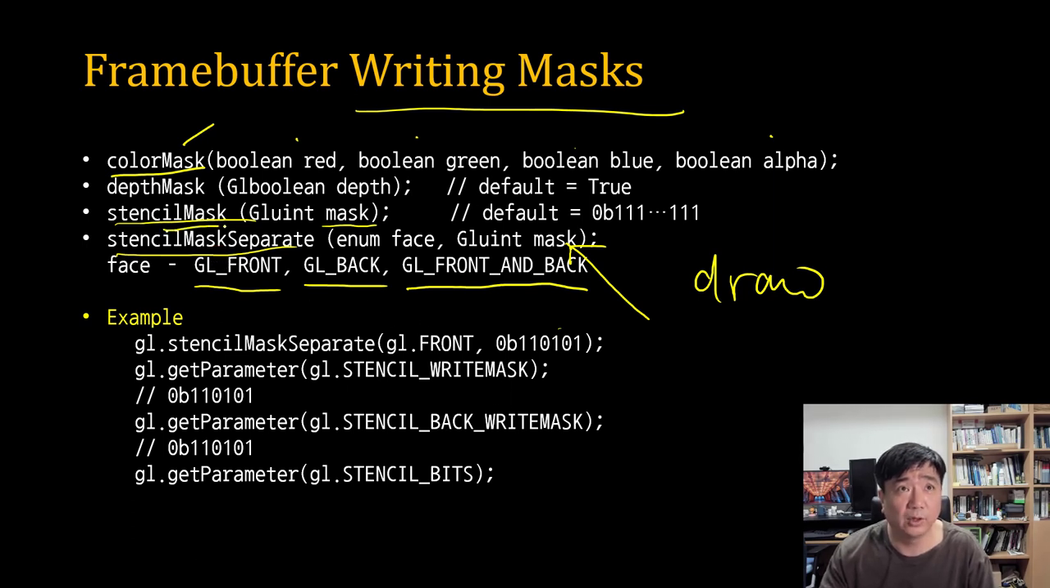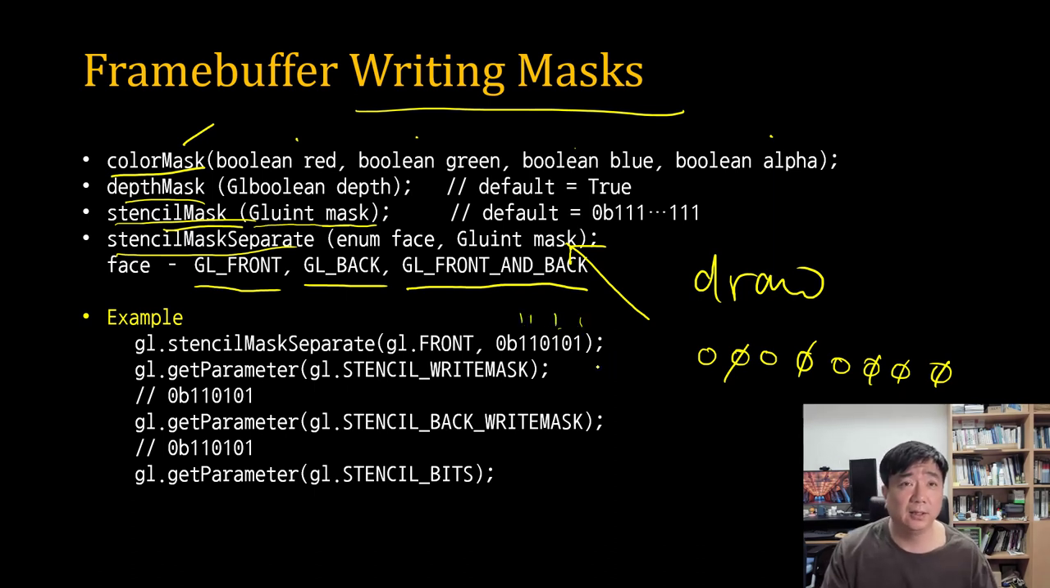So it is very useful. In the case of the depth mask and color mask, we can just turn them on and off, but in stencil, we can set the bits. For example, if we have 8 bits of stencil, we can turn on this bit, this bit, and this bit, like this. For example, we can set the stencil mask separately with 0b110101, then the first, third, fifth, and sixth bits will be written in the next drawing. The default value of the mask is all 1s. For example, in 32-bit, all 32 ones will exist in this default value.